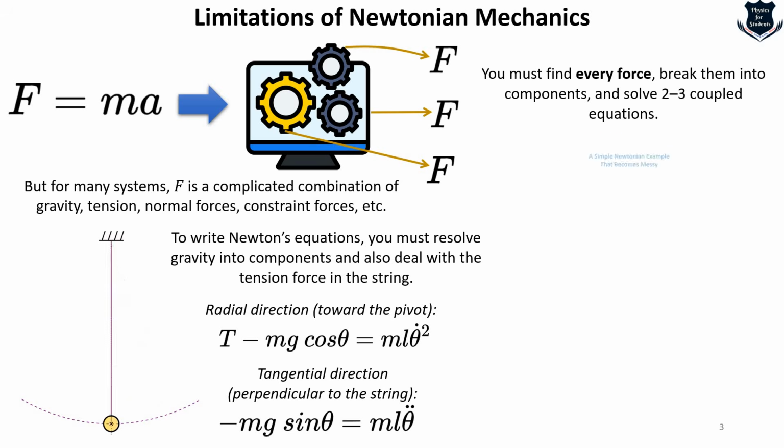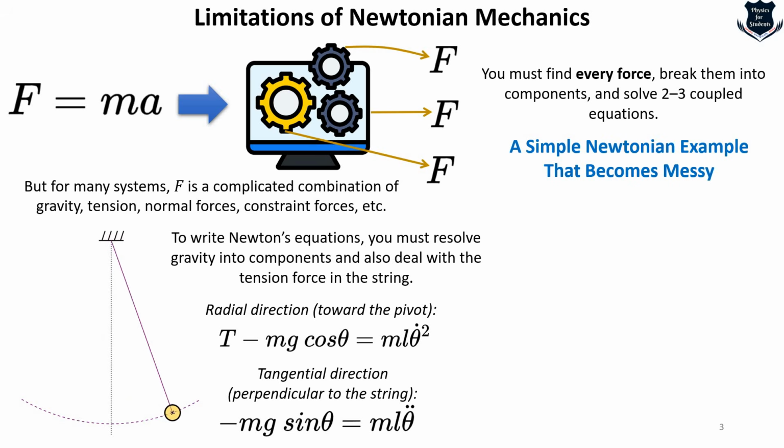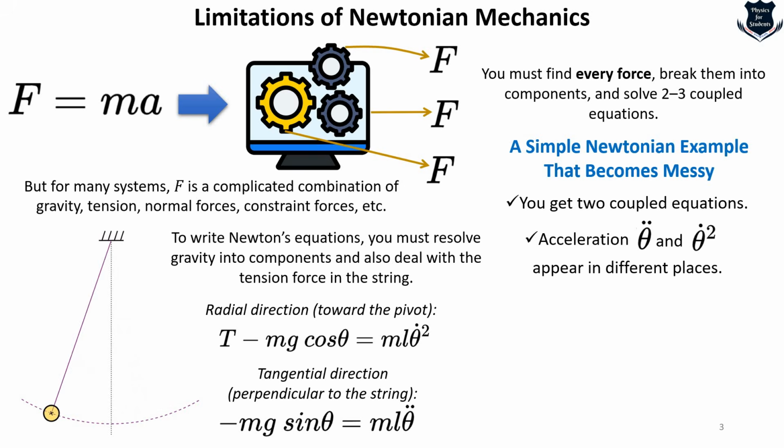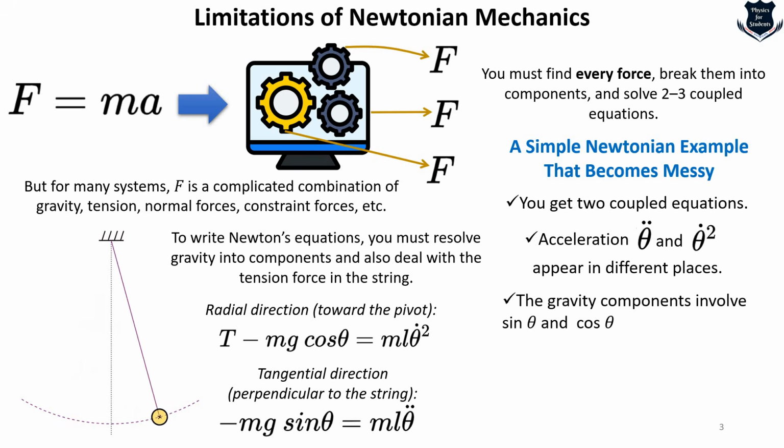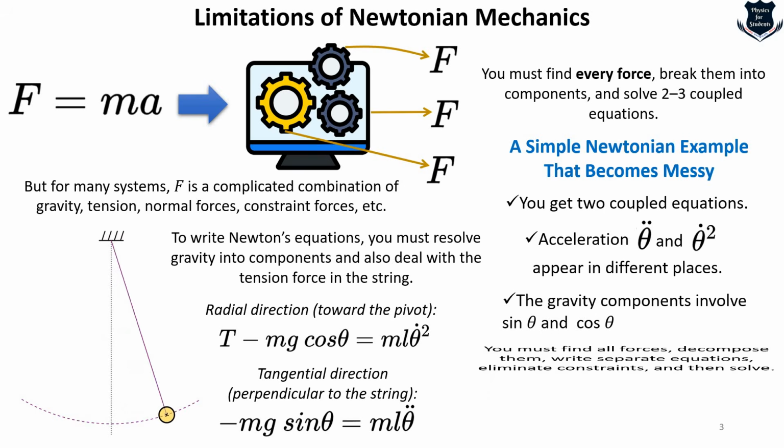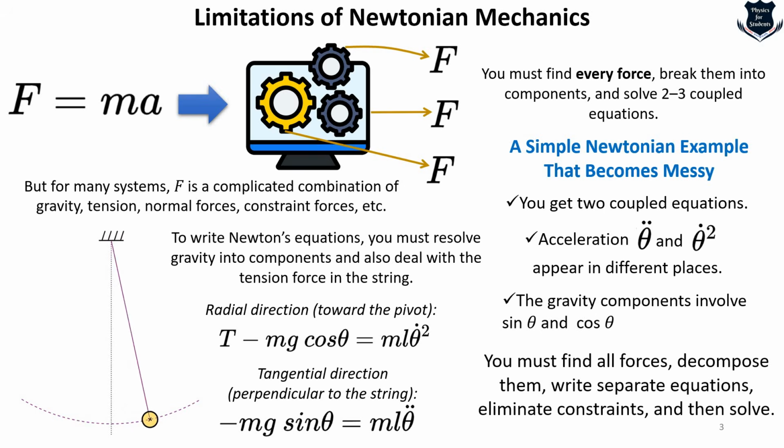Now, to find a force, we break them into a couple of components. For example, you get a two-coupled equation. After that, we get acceleration, where theta double dot and theta dot squared appear in different places, and the gravity components involve sine theta and cos theta. That means in order to simply define this single pendulum, we must find all forces, decompose them, write separate equations, eliminate the constraints, and then solve.